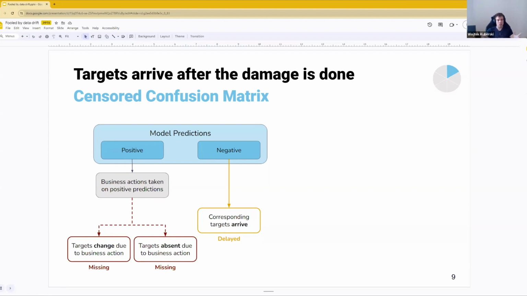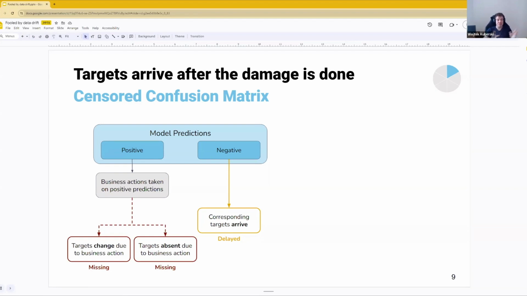And lastly, let's say we work in predictive maintenance. If we see that there is an issue with the machine, or there will be an issue with the machine in the next, let's say, 6 weeks, then we're going to maintain the machine to make sure that this issue doesn't happen. So we're going to take a business action based on that positive prediction.